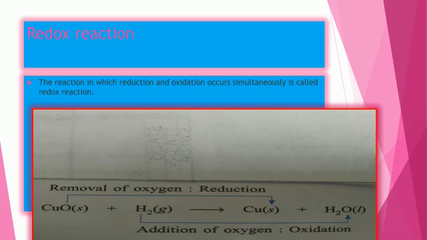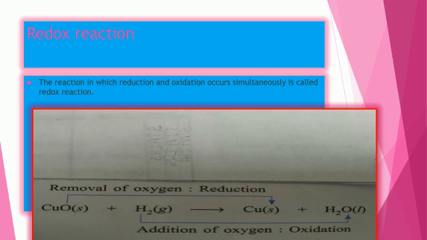Let us discuss the redox reaction. The reaction in which reduction and oxidation occur simultaneously is called redox reaction. There are so many examples of redox reactions. In this example, copper oxide is treated with hydrogen gas, then it will give copper plus water. This reaction shows both reactions, reduction as well as oxidation.